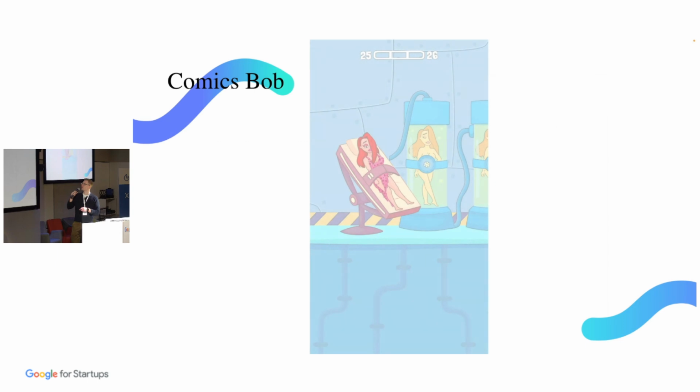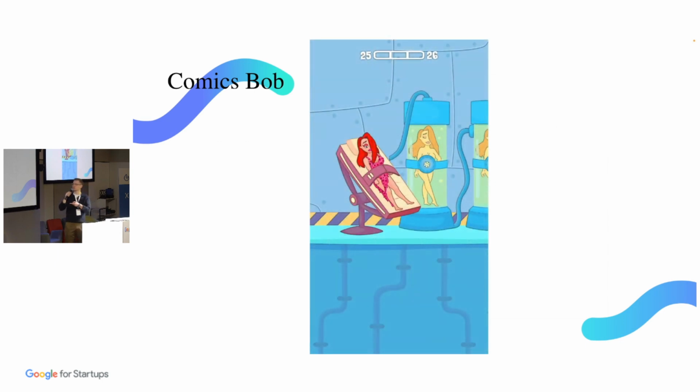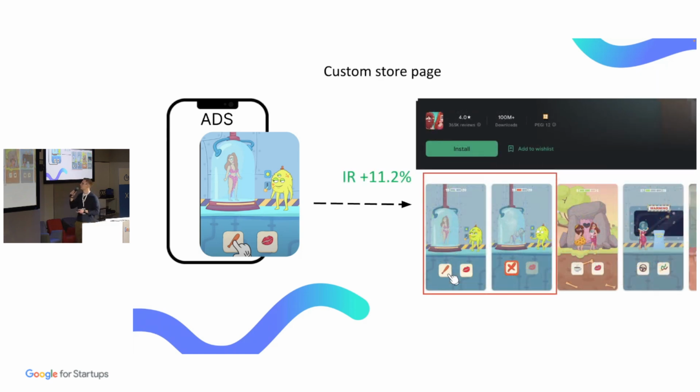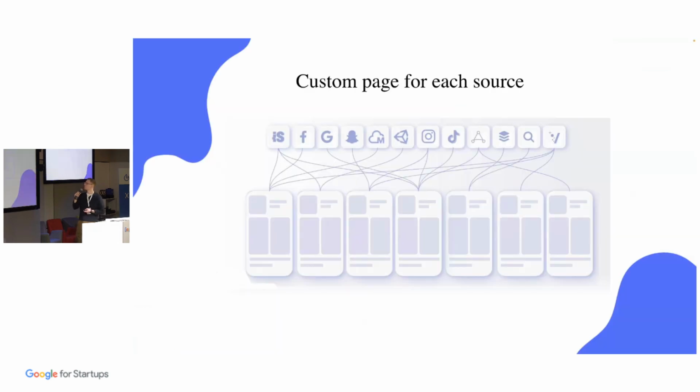So another case, it's Comics Bob, another game. Unfortunately, I don't know why the video should run, but it doesn't. So here are our default pages, and here are the custom product pages, which are exactly the same. We just added 2 screenshots, and our install rate increased by up to 11%. So you can use it for these pages for each source.